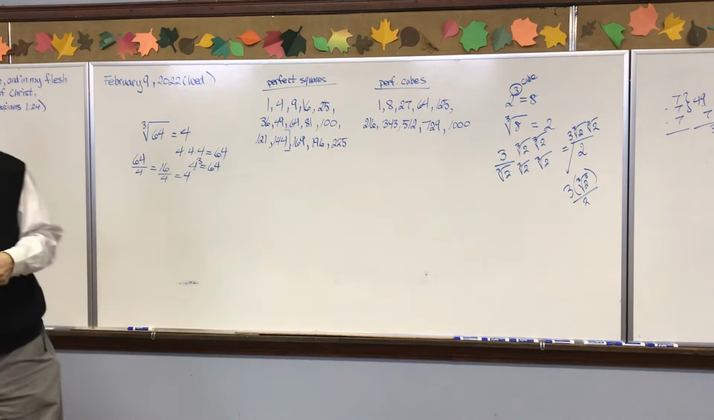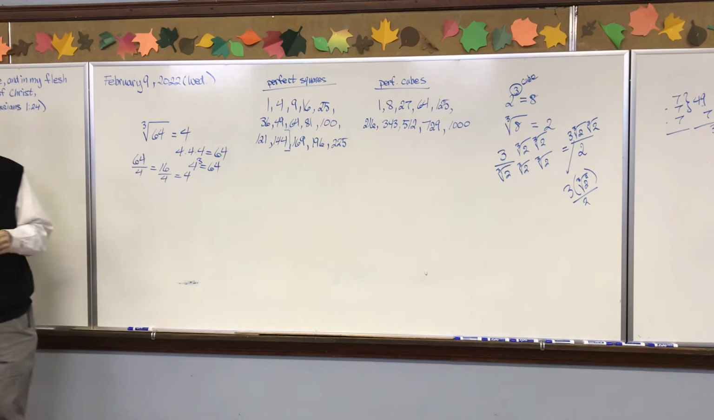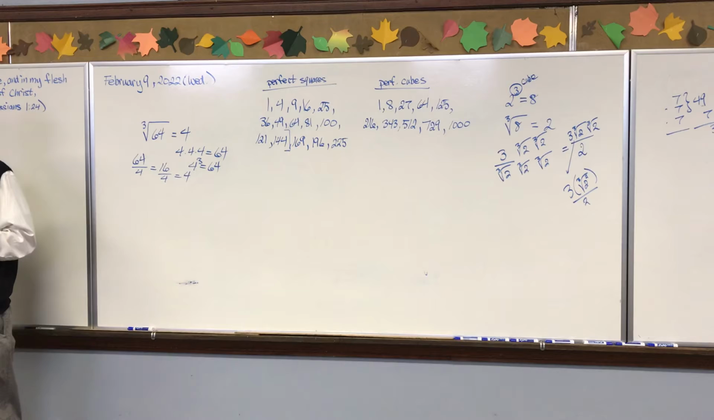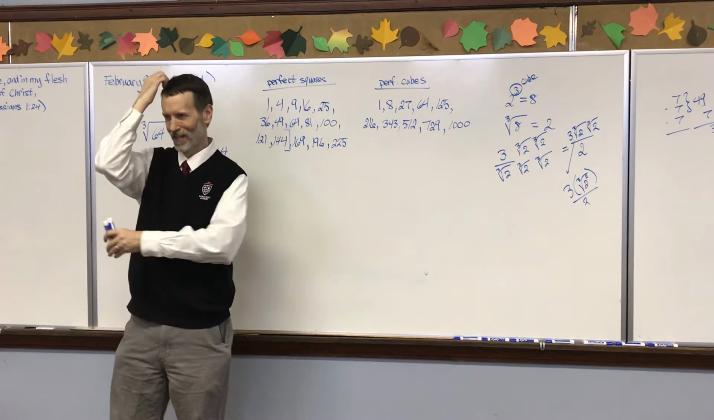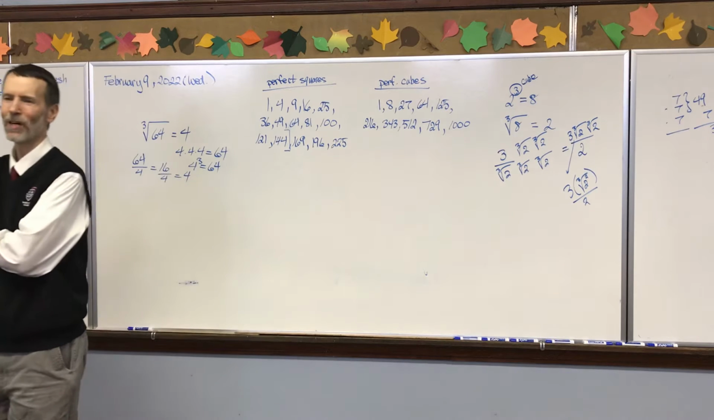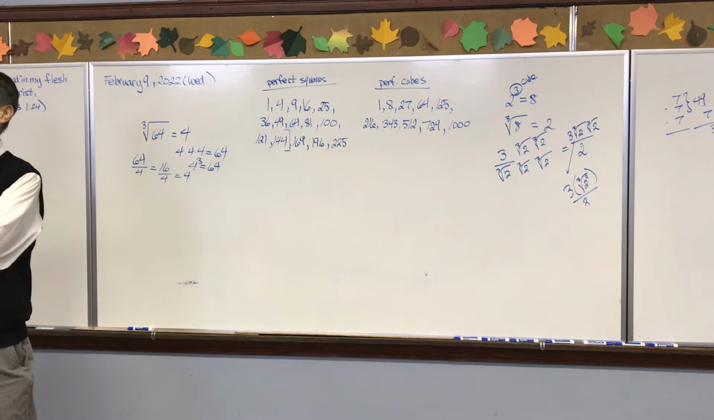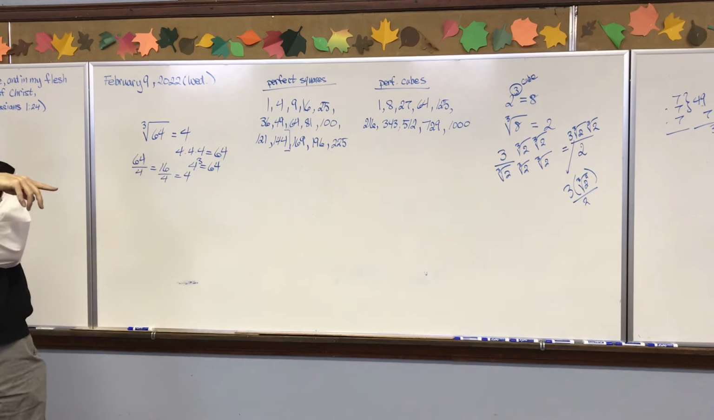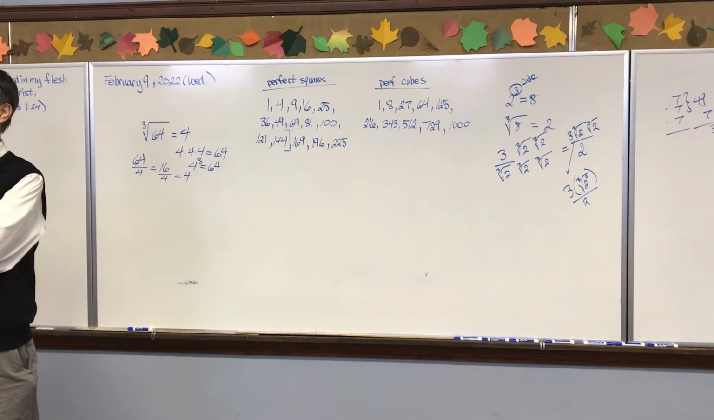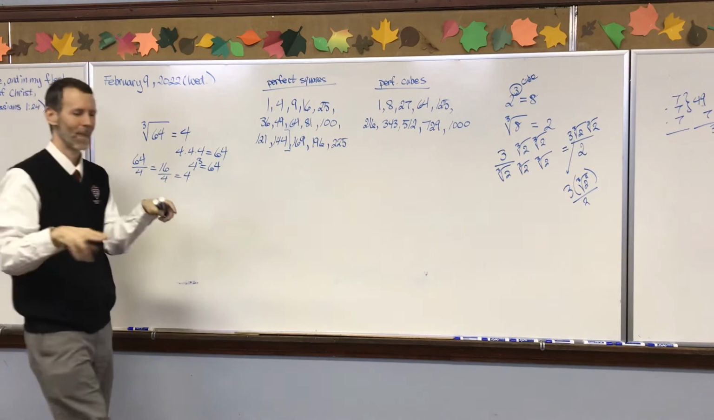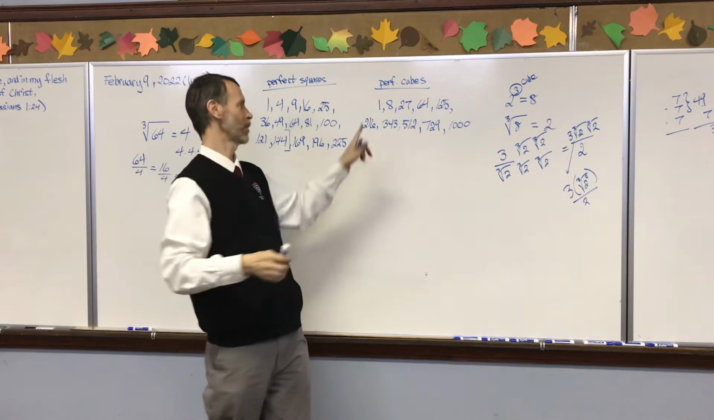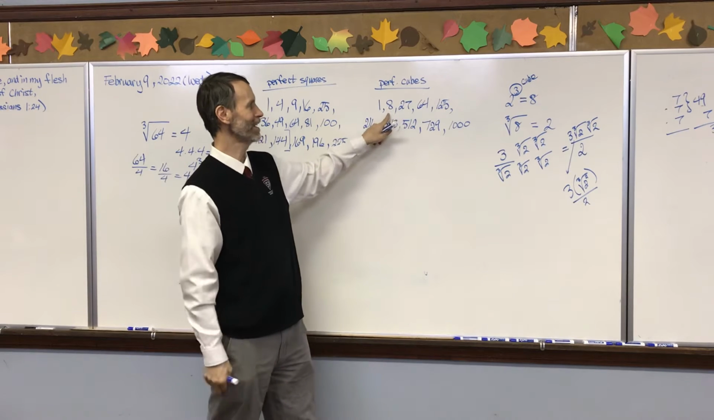The perfect fourths are also a thing. I'm not going to list those. In other words, 1 times 1 times 1 times 1 is 1, 2 times 2 times 2 times 2 is 16, and 3 times 3 times 3 times 3 is 81, which is basically 9 times 9. So it'd be like 1, 16, 81.